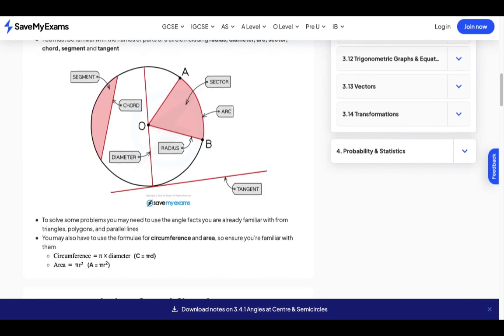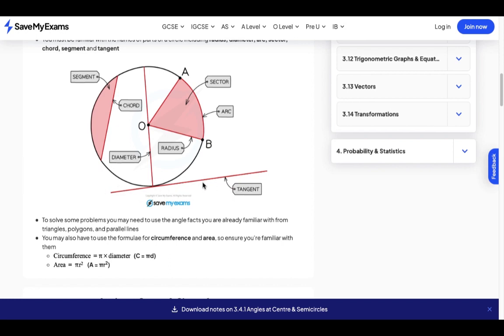Like I said at the beginning, you need to know what they call a segment. This shaded portion is called a segment. This line is called a chord. Any line that runs from one end of the circumference to the other without passing through the center O is called a chord. Any line that starts from the circumference and passes through the center is called a diameter. Any line from the circumference to the center is a radius. Between two radii, you get what we call an arc.